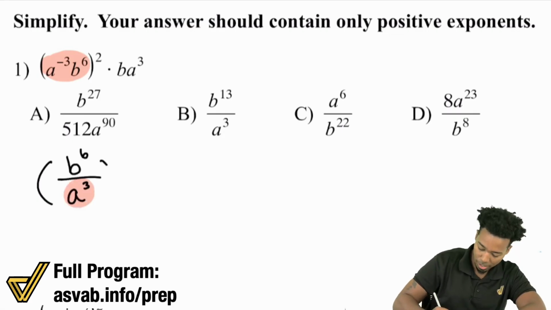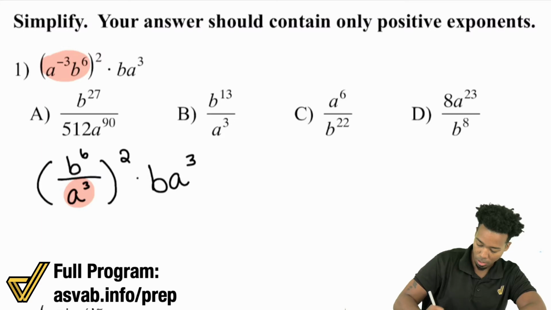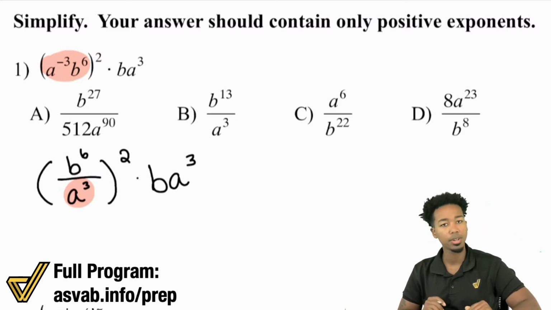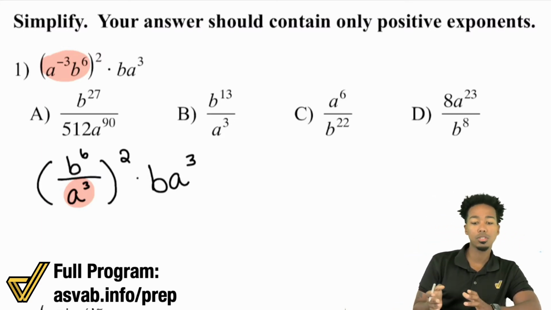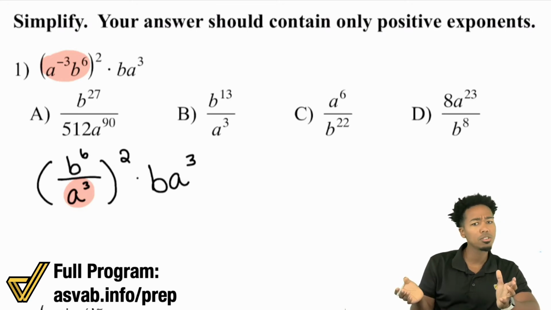And so again, that's still in the parentheses, that's still to a power of 2, and we're still multiplying by ba cubed. Still doing all that. But now that I see it this way with a positive, it might make it easier for some people.